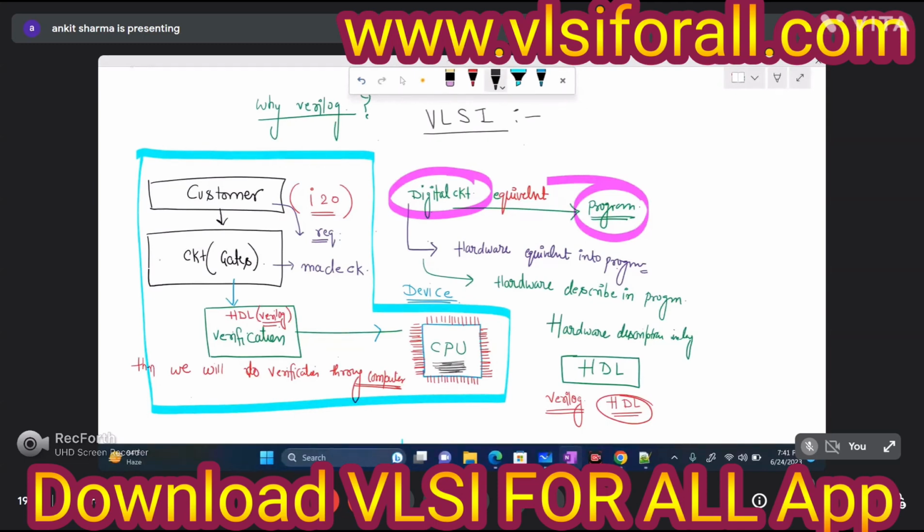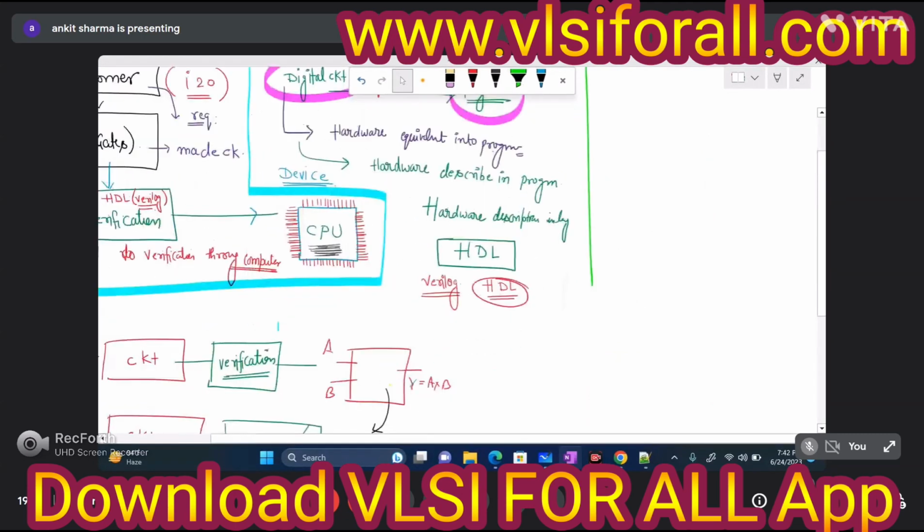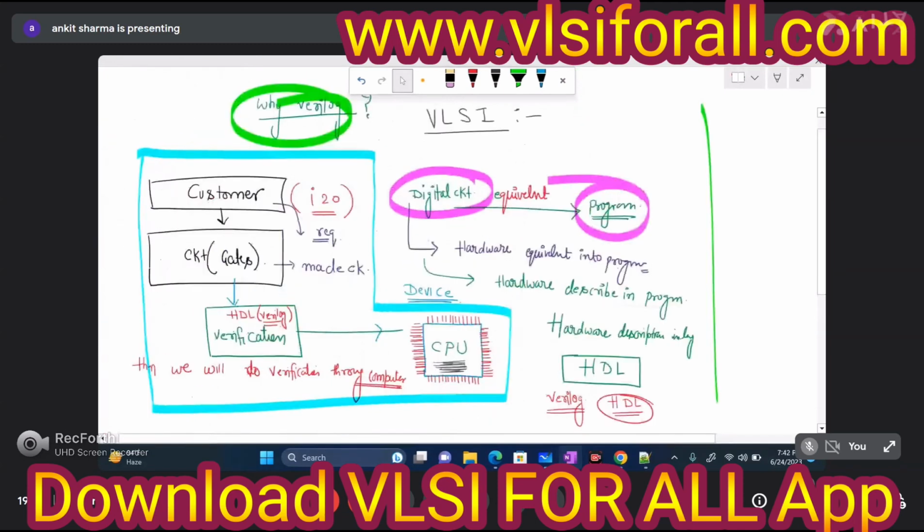So this is the overall flow. A customer comes to you and you need to make a circuit. That circuit should be verified before fabrication, and you cannot do that verification manually. Hence you need something so that we can convert it into a programming language and then verify it. So that is the necessity of Verilog. This is the first part. You should know the necessity of Verilog.